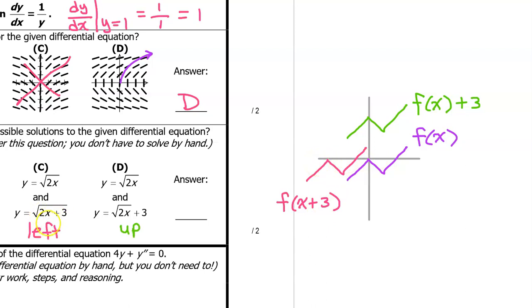So in option C, the parent function is being shifted 3 units to the left, while in option D, the parent function is shifted 3 units up. Which one of those transformations would give us another solution? This slope field seems to suggest variations of the same solution, just shifted left or right. So shifting the parent function left 3 units would be another solution. So the answer is C.